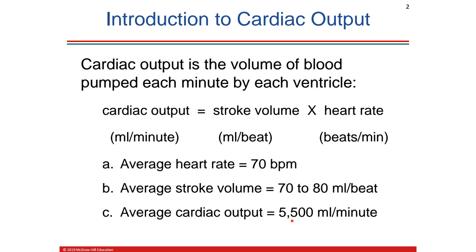So if you think about it, this cardiac output of 5,500 milliliters per minute is actually quite close to the average blood volume of an adult, which is around 5 to 5.5 liters. So this means a drop of blood will essentially make a round trip through the cardiovascular system each minute.